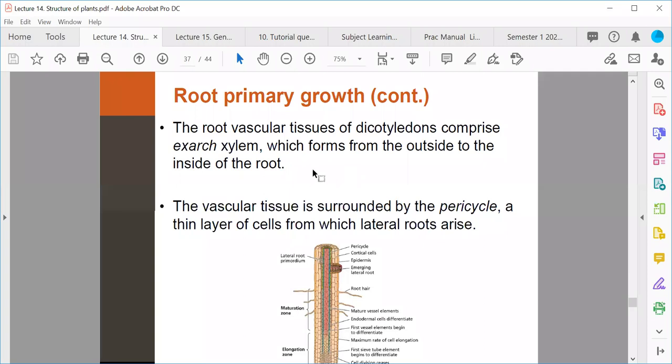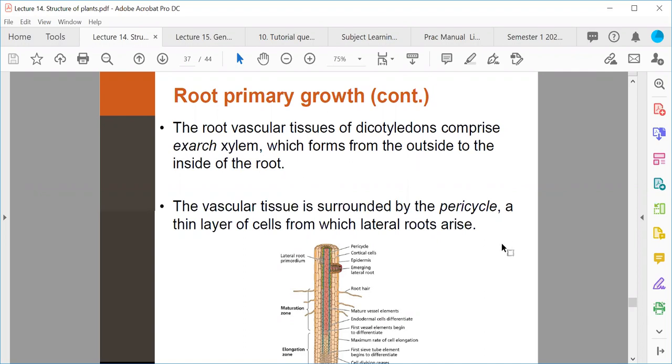All right, so remember the star-shaped xylem that we saw form within the vascular bundle? That xylem is referred to as exarch xylem, and it forms from the outside of that vascular cylinder to the inside of the root.